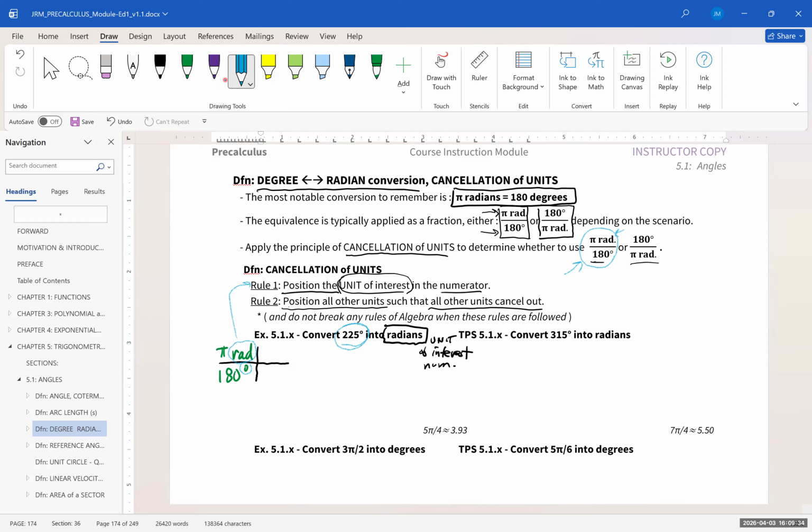So what other information do we have that we could use to cancel out degrees? Well, we have this 225. Where do we put 225? Do we put 225 in the numerator or do we put it in the denominator? Well, where you'd want to put it is in the numerator.